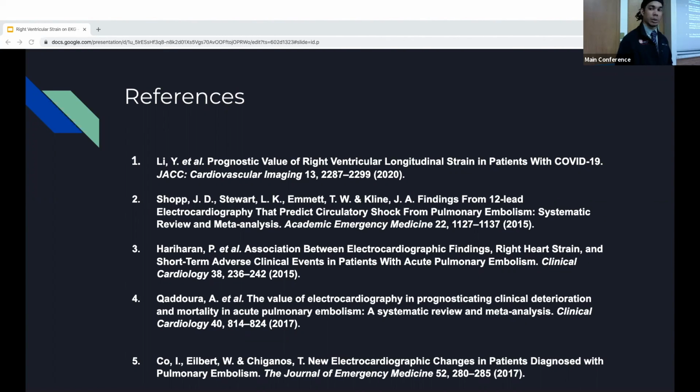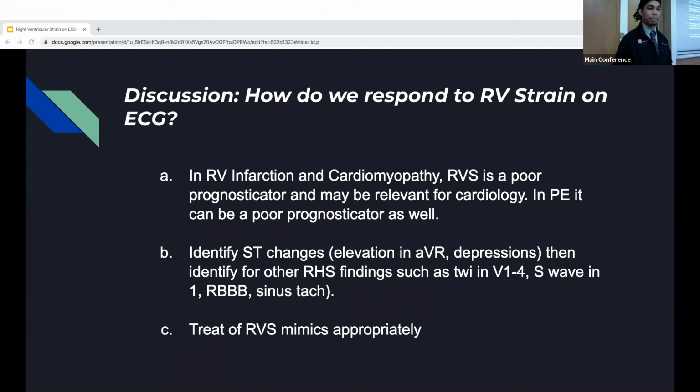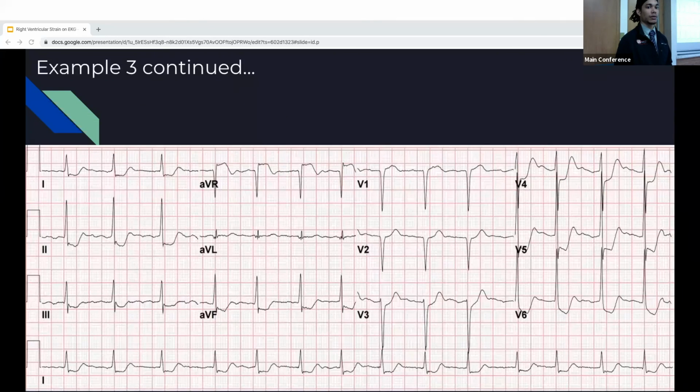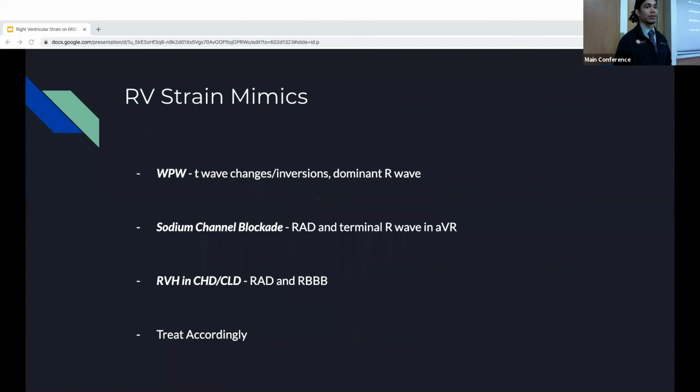Can you go back to the other slide? Mm-hmm. That S wave in V1, that's what you mean? Go back, go forward. Again. To another EKG? Yeah, to the conclusion part.